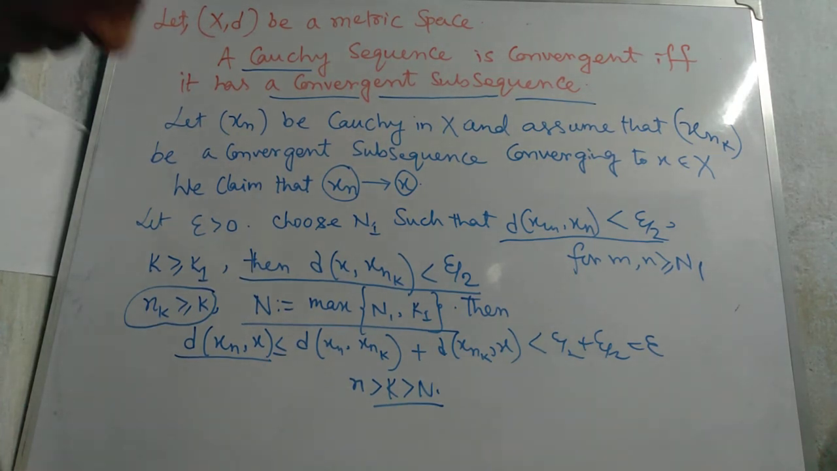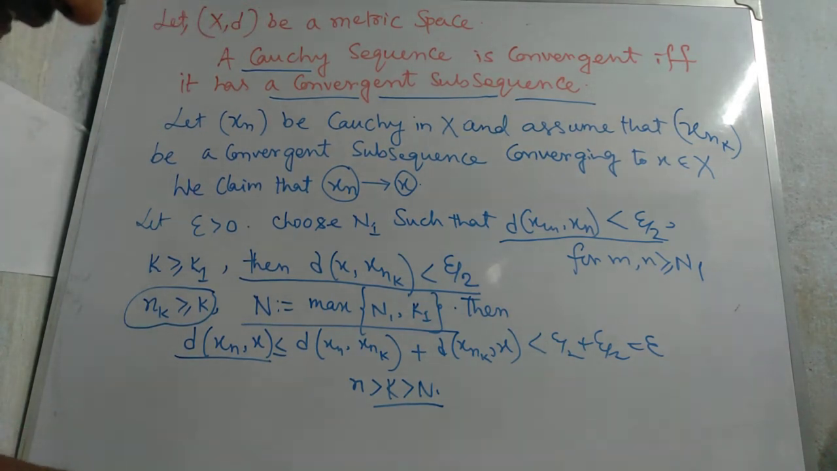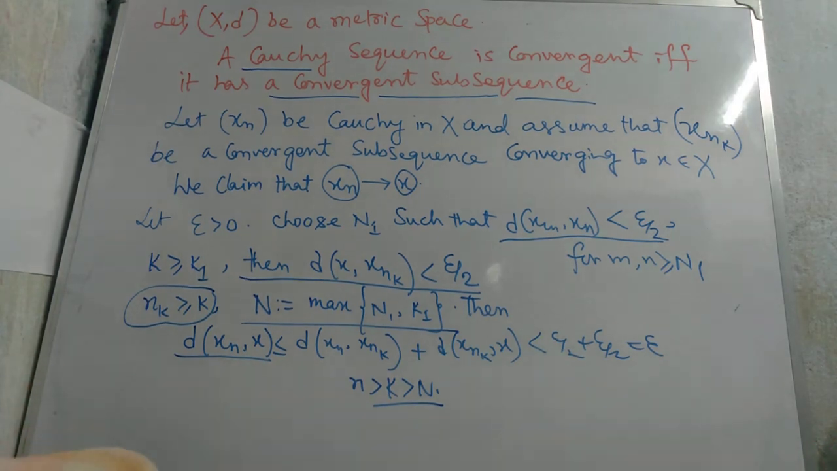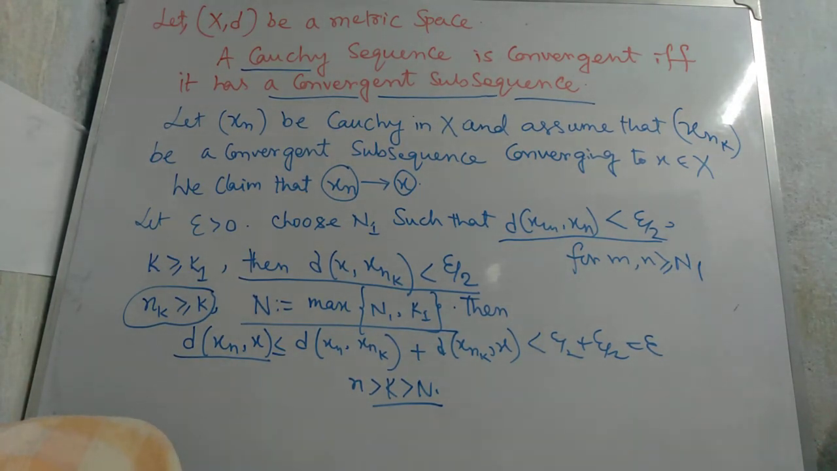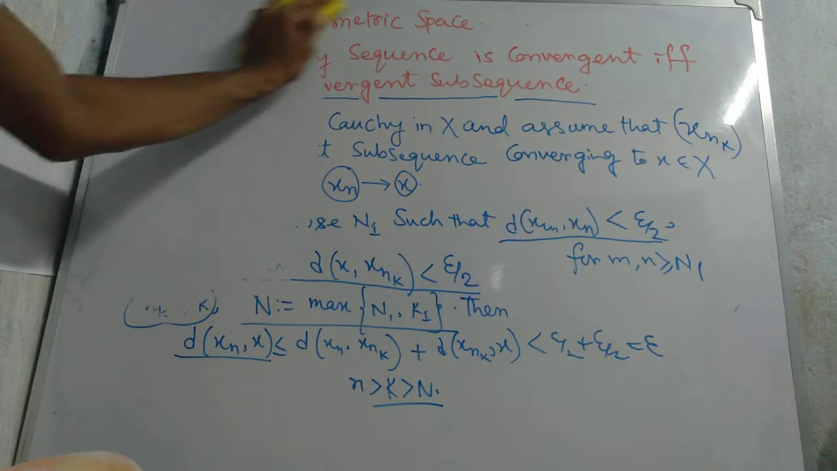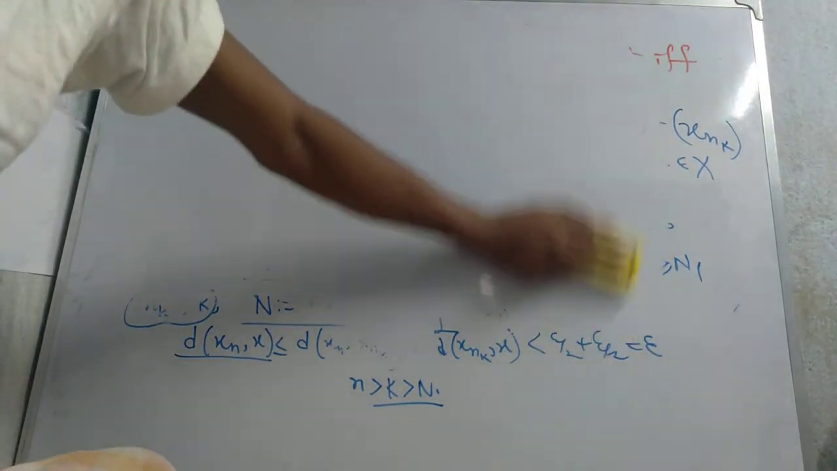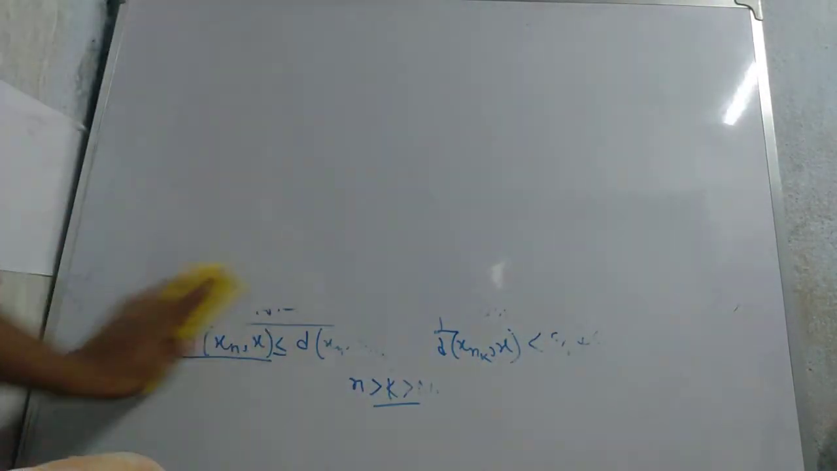Now we discuss another portion, which is completeness. We erase this portion. A Cauchy sequence is convergent when it has a convergent subsequence. Okay, we showed this problem, and next we first write the definition of a complete space.